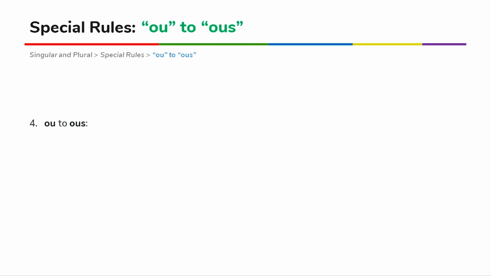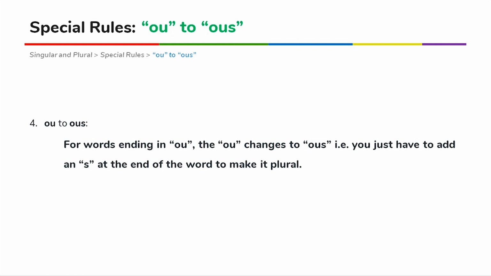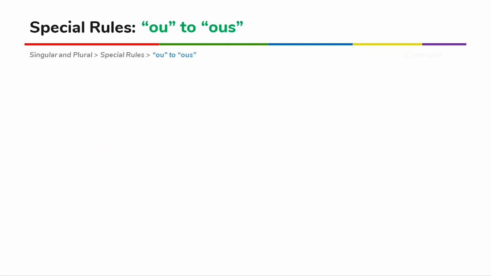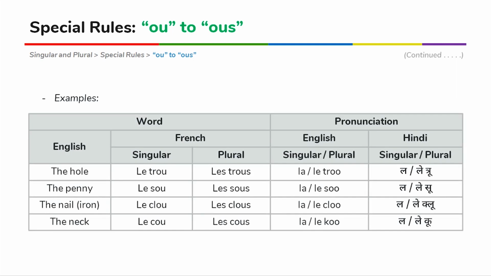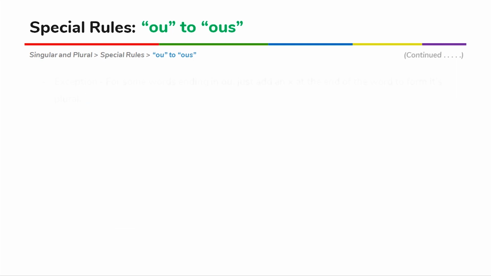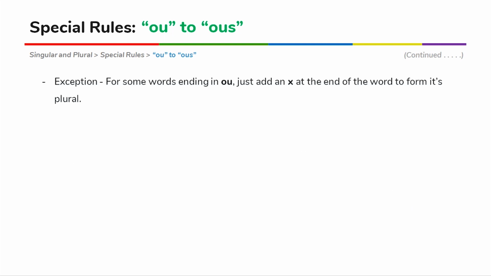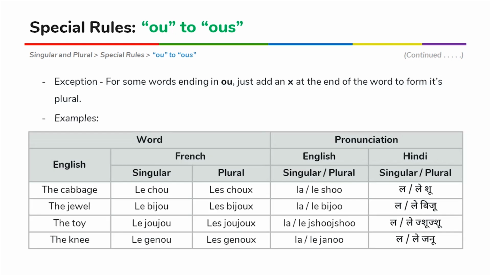OU changes to OUS. For words ending in OU, the OU changes to OUS. That is, we just need to add an S to OU to make it plural. Go through these examples. There are some exceptions to this rule, wherein you add an X at the end of the word to make it plural. See this table here.